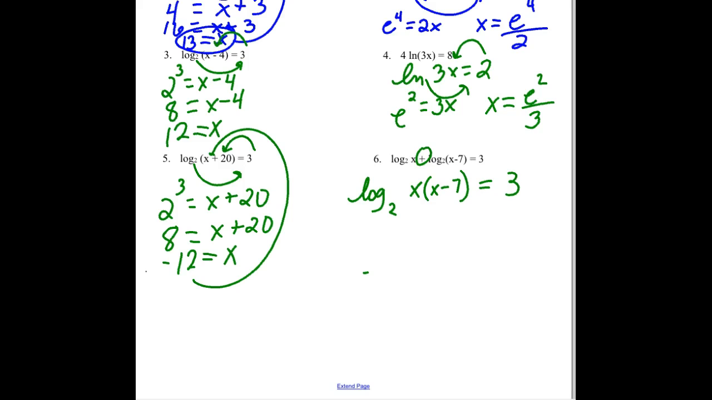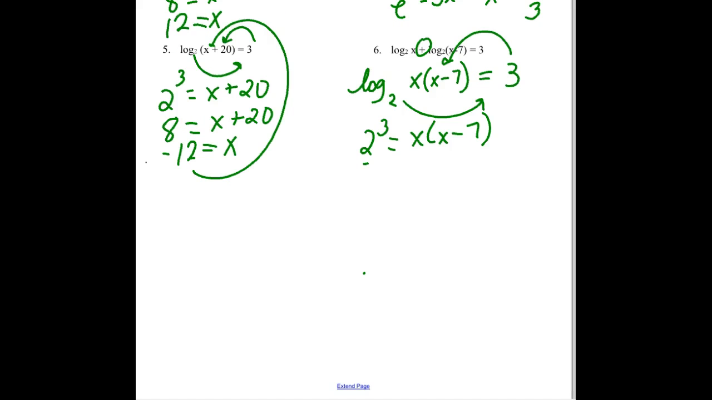We can write it exponentially. Okay, do your snail shell or circle. The difference here is that we have this whole expression. So we have 2 to the third being x times x minus 7. And we're going to have to distribute that, get everything to one side. So it's a little more involved in the solving part of it.